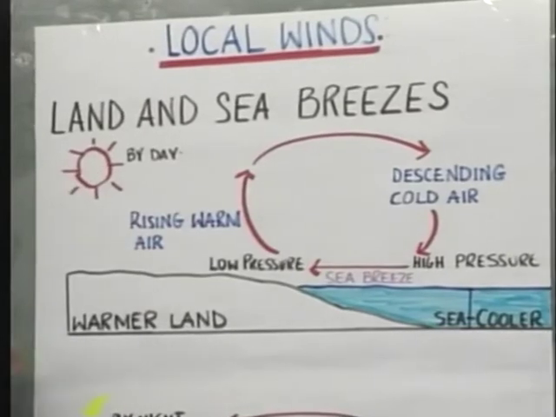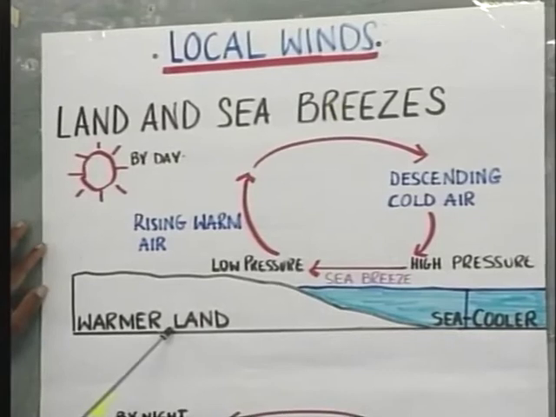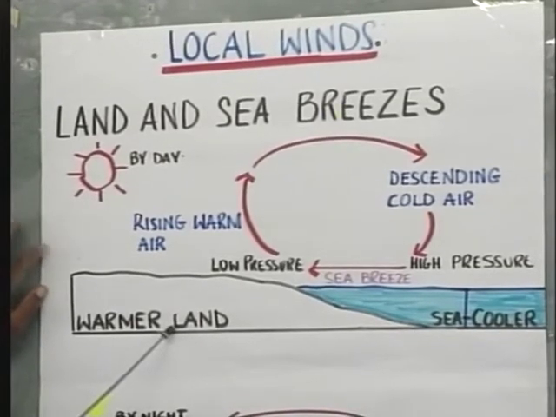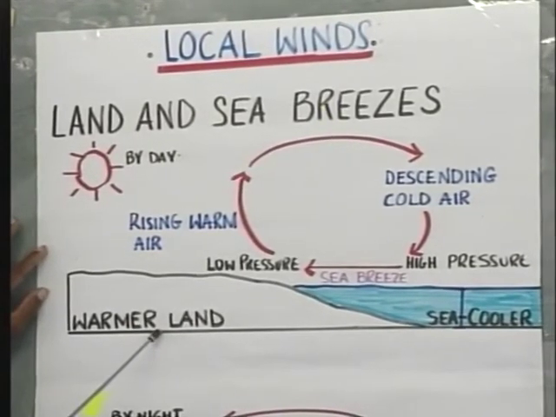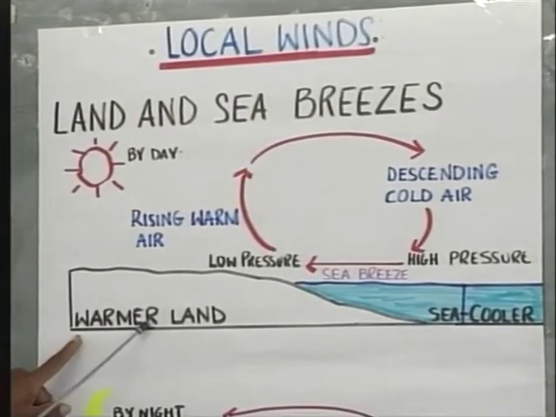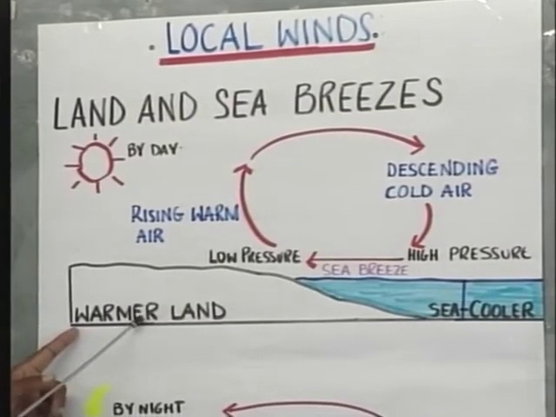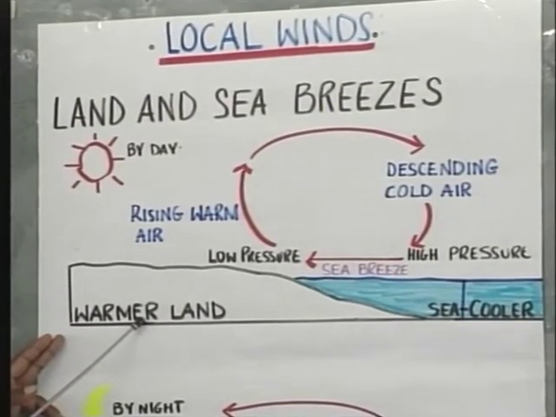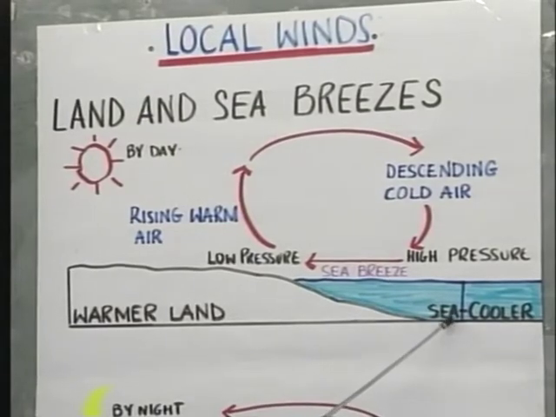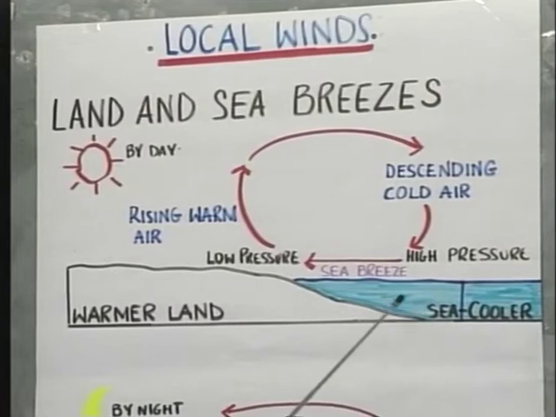By day, the land heats up quickly. We know that already from the basic fact that I have just mentioned. And because the land heats up quickly, over the land the area is warmer or hotter. Meanwhile, the sea heats up slowly. Therefore, over the sea, it will be cooler.